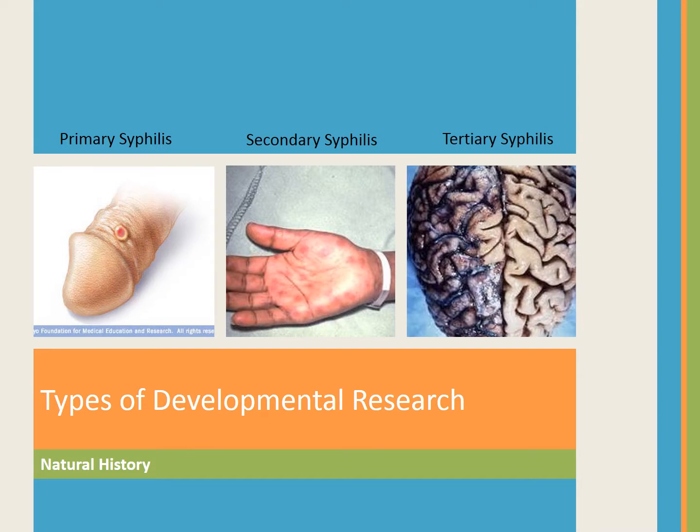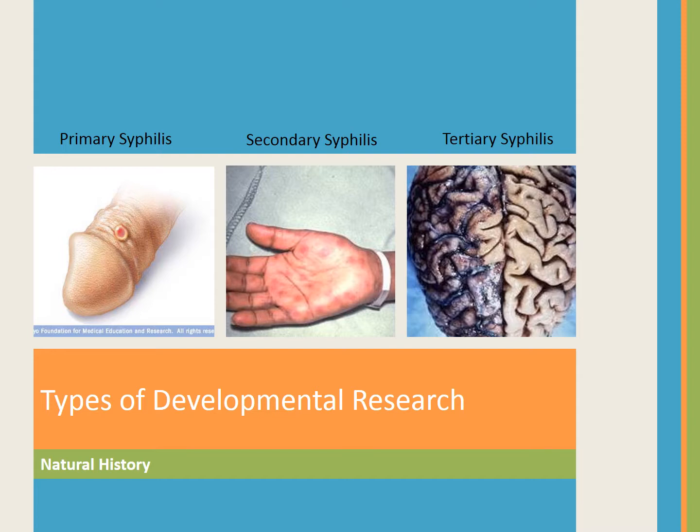An example of a type of developmental research is natural history. And a natural history study that actually caused a lot of controversy, and really the foundation for many of our ethical principles in conducting clinical research, came out of the Tuskegee studies in the South, where they withheld treatment from African American patients with syphilis to look at the natural history and the progression of the disease over time without treatment.